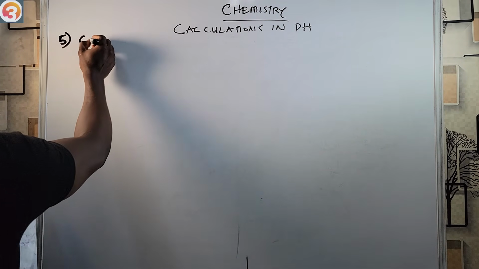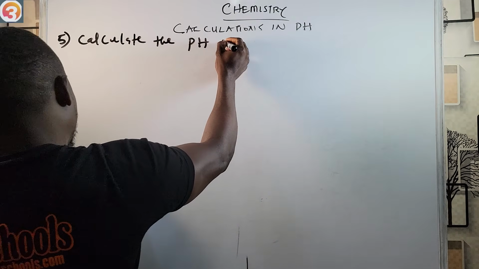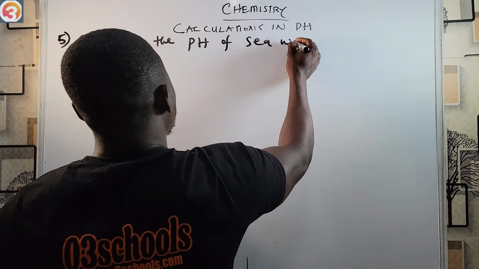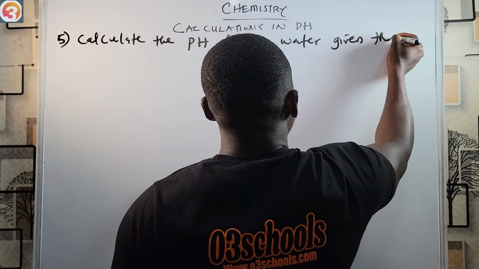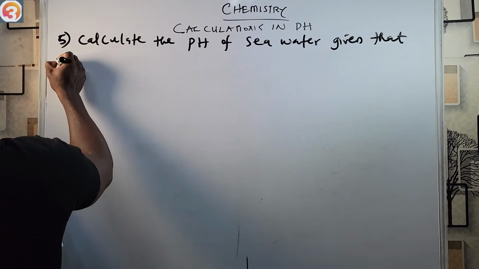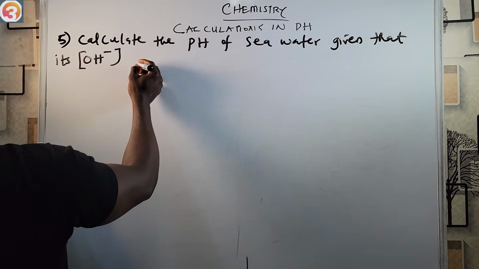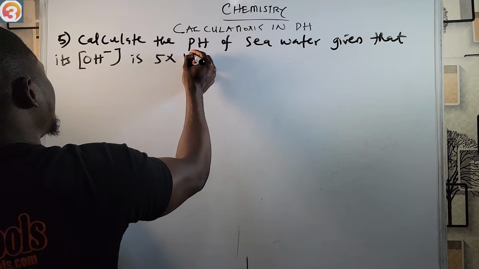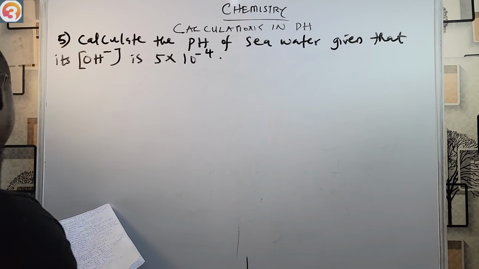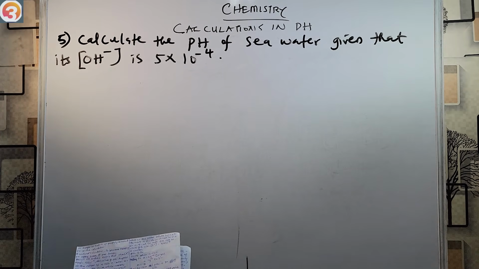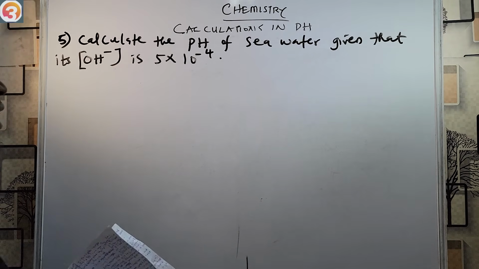They say calculate the pH of seawater given that its hydroxyl ion concentration is 5 times 10 raised to the power minus 4. All right, so we are given the hydroxyl ion concentration, and told to calculate the pH. It's as simple as ABC.